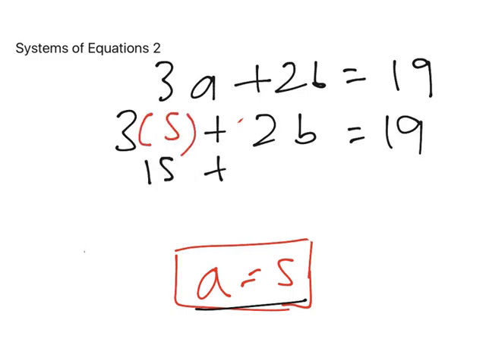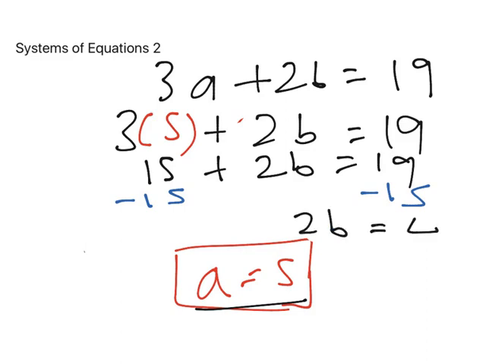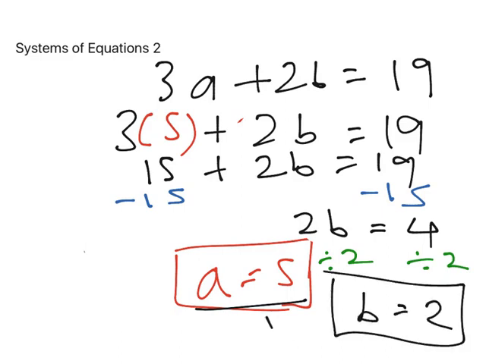3 times 5 is 15. Subtract 15 from both sides. I get 2b equals 4. Divide both sides by 2. And I end up with b equals 2. So a equals 5, b equals 2 will be the solution.